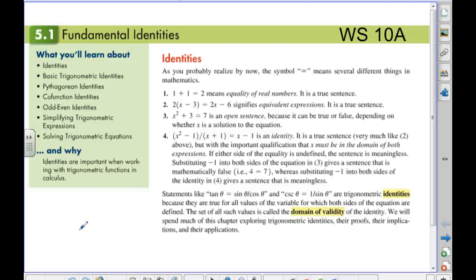All right, this is December 10th pre-calc lesson. We are going to start on worksheet 10A by talking about identities.